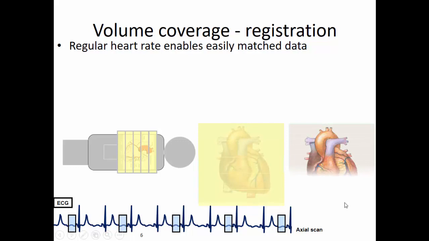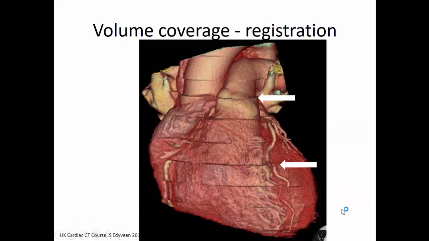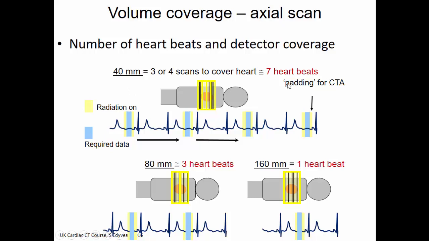With a regular heart rate, you get a nice image, but with an irregular heart rate, you might get a lot of artifact. You can see here on one of the early scanners, you've got a lot of misregistration, and that's what you'll see, this banding, if you've got poor registration. So with a 40 millimeter scanner, you'll need seven heartbeats in axial scanning, because you've got to allow time to move the couch forward, so you have to miss a heartbeat. Three heartbeats for an 80 millimeter, and for a 160 millimeter detector, one heartbeat.